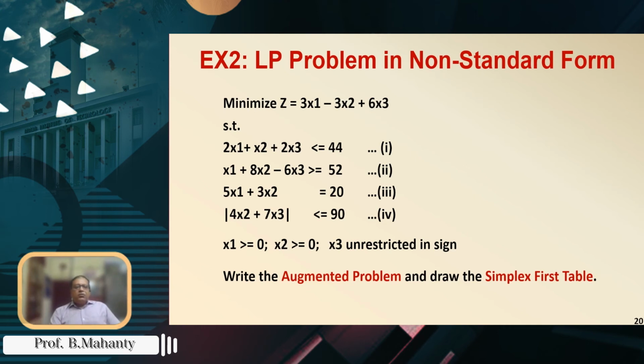Is it all right? So what various things do we require? First of all, for this constraint we need a slack variable because it is less than or equal to. This is greater than or equal to, so we need a surplus variable and an artificial variable. This is equal to, so we need an artificial variable. But this one is problematic because we have to take an absolute value of 4x2 plus 7x3. So how to handle this constraint? This is interesting. Let us see how exactly we go ahead.